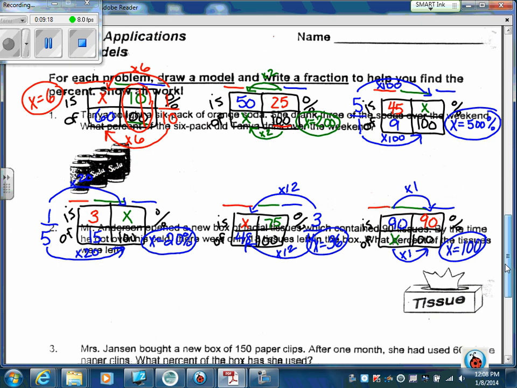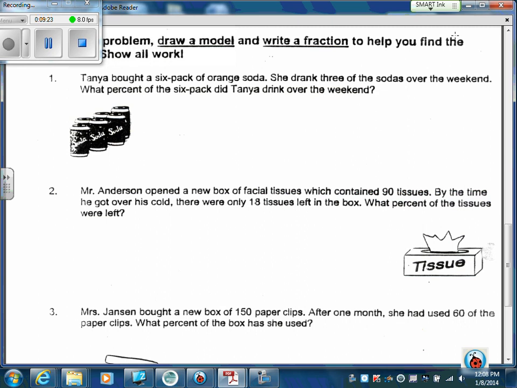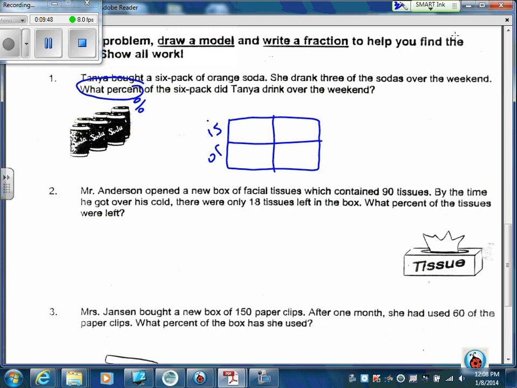When we went to the back, we looked at application problems because that's what we work with, word problems, all the time. So we need to be able to look at a word problem and be able to pull out the information, know it's a percent problem, and then apply it to the percent box and answer the question. So number 1, as I read it, I notice I'm looking for a percent. Well, that right there indicates that I can use that percent box to help organize my information. Is over of, percent, always out of 100.